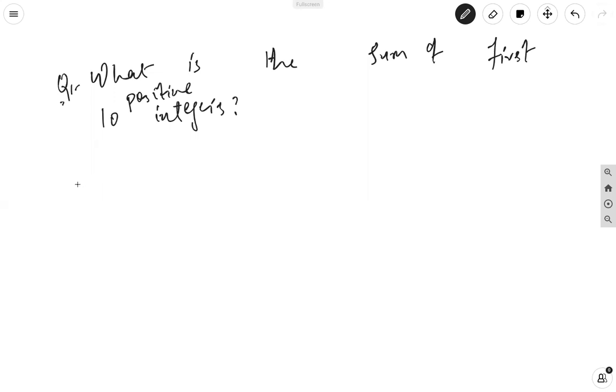Right now, see the question: what is the sum of the first 10 positive integers? The formula is n into n plus 1 by 2. Can we use the arithmetic series formula, n by 2 into n plus 1? Yes, you can use that, but right now I'm just showing the formula. There is a formula for this.